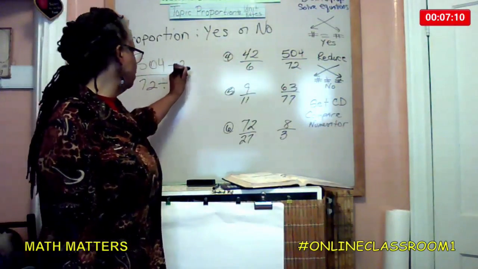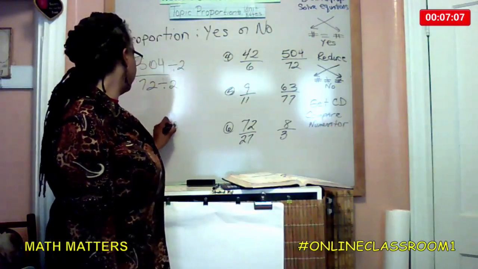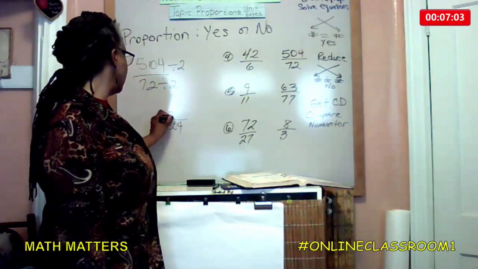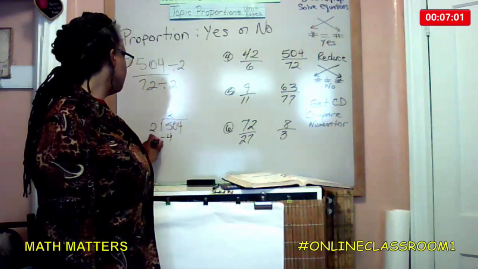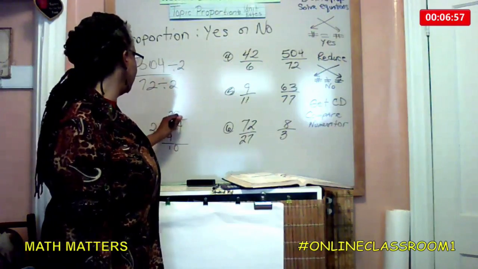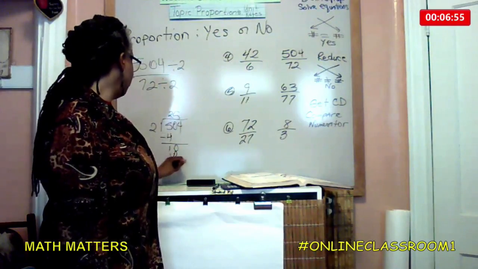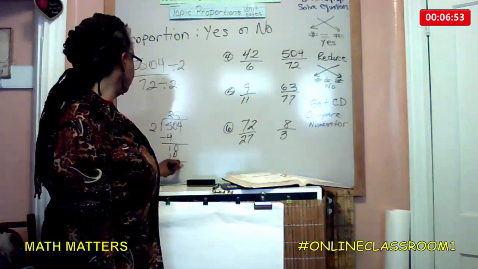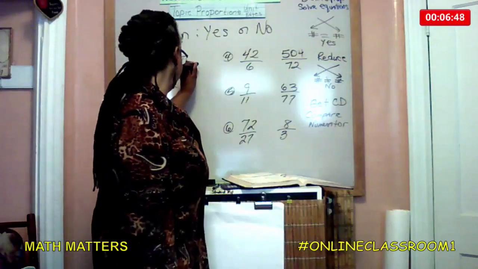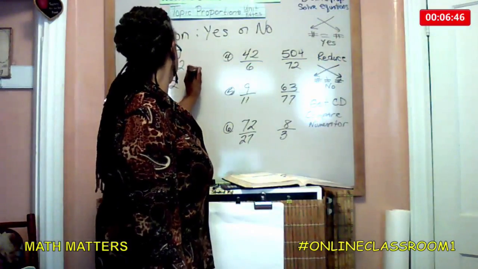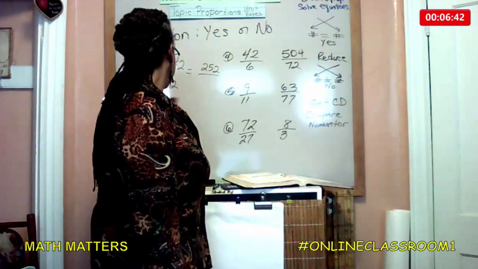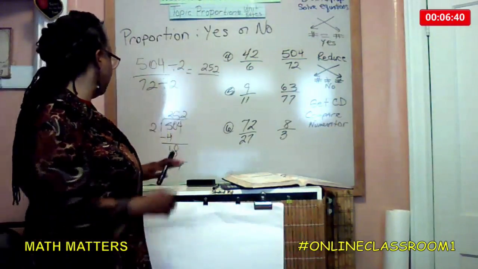504 divided by 2. 2 goes into 5, 2 times 2 is 4. Bring down 10. 2 goes into 10 5 times. 5 times 2 is 10. Bring down the 4. 2 goes into 4 2 times. I come up with 252 over 72 divided by 2.